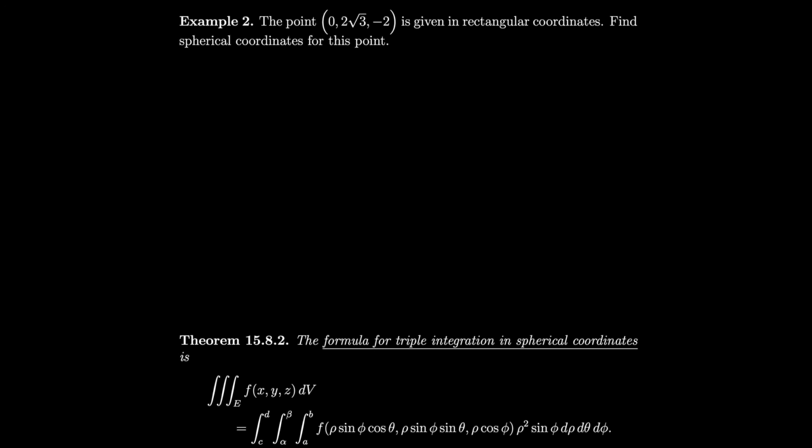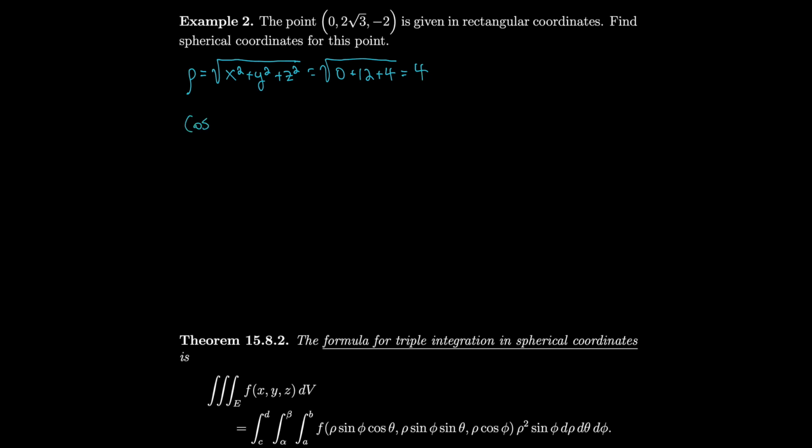Okay, so what if we have a point given in rectangular coordinates? Let's find spherical coordinates for it. So we have rho squared equals x squared plus y squared plus z squared, so that means we could solve for rho as the square root of x squared plus y squared plus z squared. So that's going to be the square root of 0 plus 12 plus 4. So that's just 16. The square root of 16 is 4.